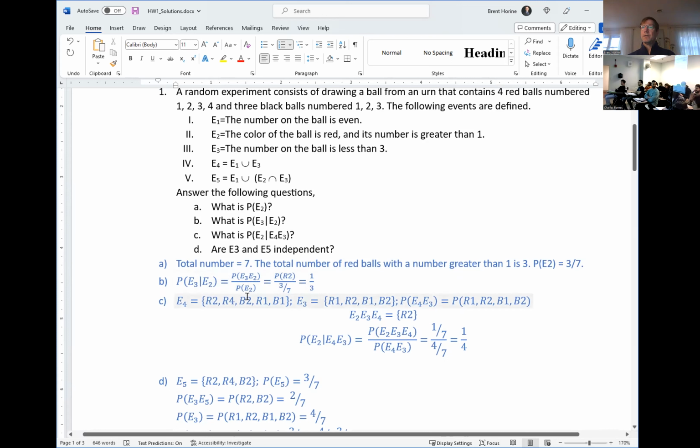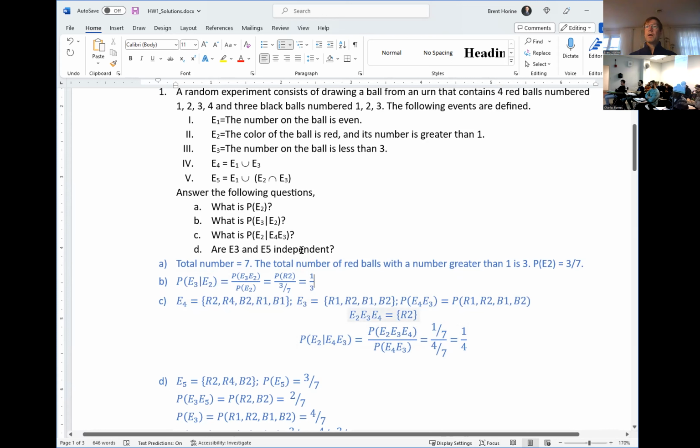So that's the 2s basically, regardless of color, and then E3 is the number on the ball is less than 3. Well, that also includes the ones, right? So you write those out. There's 1, 2, 3, 4, 5 different possibilities, balls satisfying E4. Do the same with E3. Look at the intersection of these, which ones show up in both, and write that out.